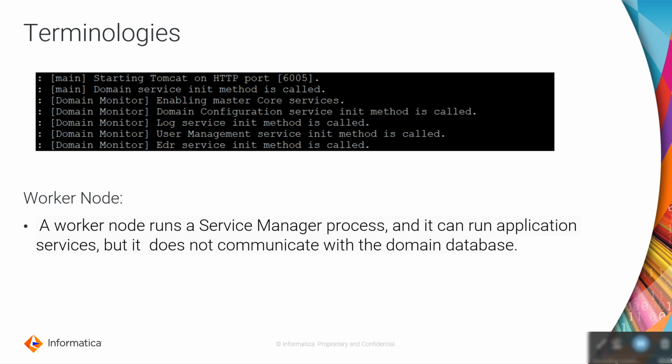So this is one way to identify if one of your gateway nodes is acting as the master gateway node. The third terminology we'll be covering is the worker node. A worker node is basically a node which can run the service manager processes and the application services, but it will not communicate with the domain DB like your gateway nodes. A worker node will communicate to the master gateway node, and the master gateway node in turn communicates with the domain DB. The worker node will not directly communicate with the domain database. So that's the main difference between the worker node and the gateway nodes.